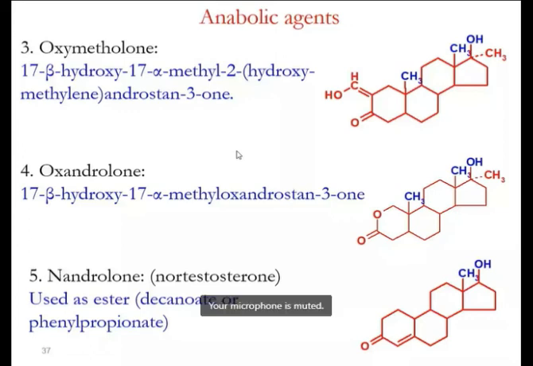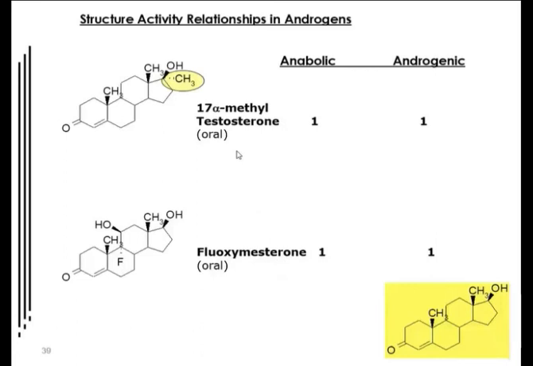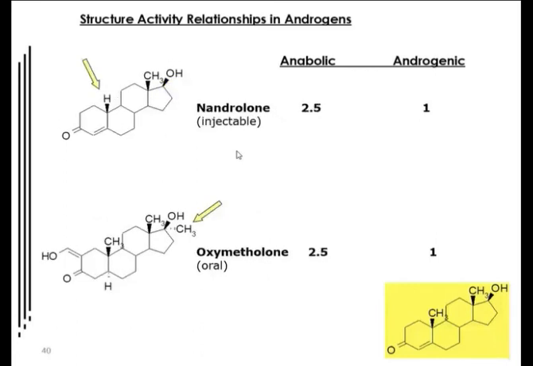Testosterone has an anabolic to androgenic effect of 1 to 1. Testosterone esters, such as propionate, enanthate, and cypionate, also have 1 to 1 activity. And 17-alpha methyl testosterone has this too, and fluoxymesterone also has a 1 to 1 action. Now nandrolone has 2.5 anabolic to 1 androgenic. Oxymetholone has 2.5 anabolic and 1 androgenic effect.